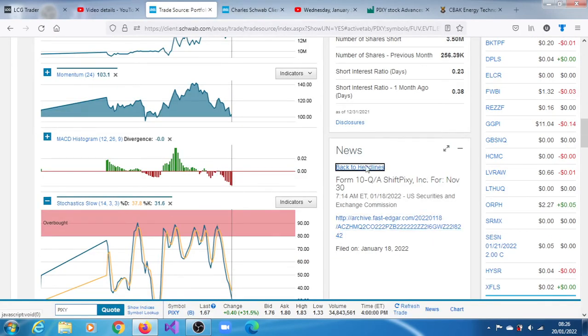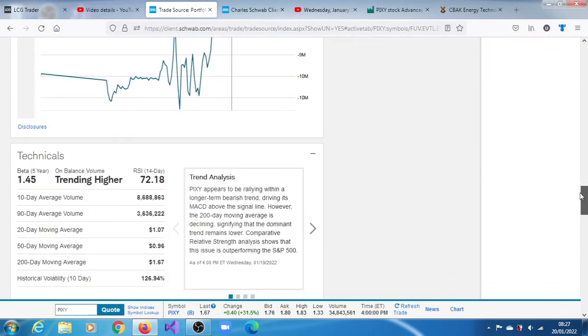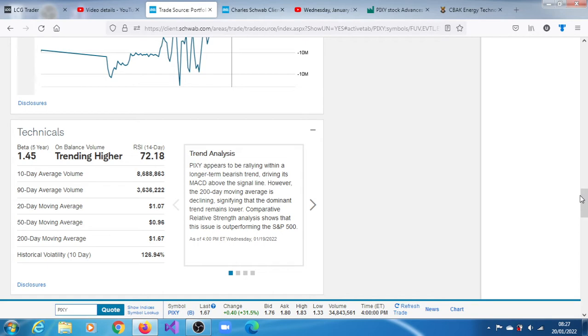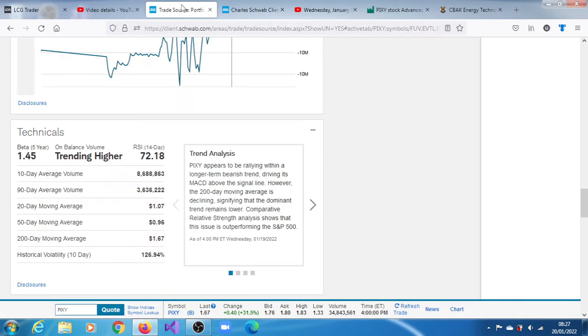So moving on, we can see what's going on with the stock. It says it appears to be rallying within a longer term bearish trend. Yes, that is the case. The trend is a bearish one. That readout is indicating what is going on in the 1 year chart.